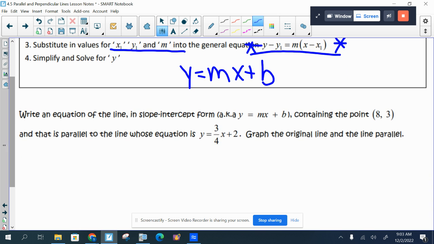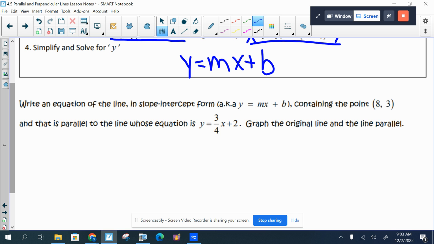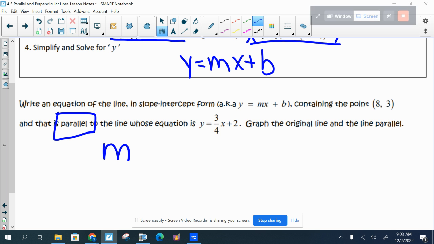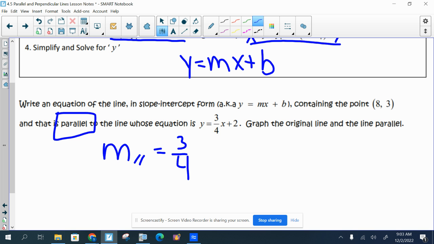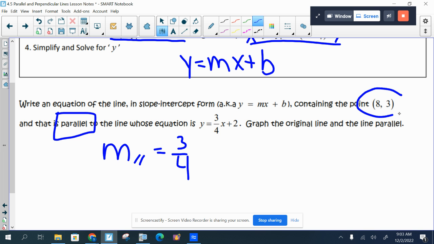For the first one, it says write an equation of a line in slope intercept form containing the point (8, 3) and that is parallel to the line whose equation is that graph, the original line, and the parallel line. All right, so this says parallel. That means the slope is going to be the same. So m of our parallel line is going to be 3/4. But the b is going to be different. That's the key thing. To figure out the b, we're going to use the point that they gave us and put it into point slope form. So they gave us (8, 3).